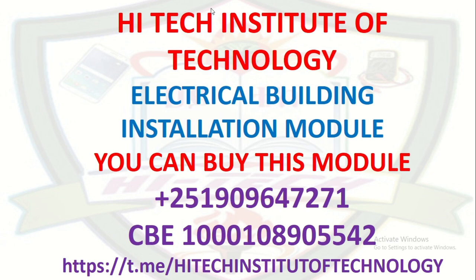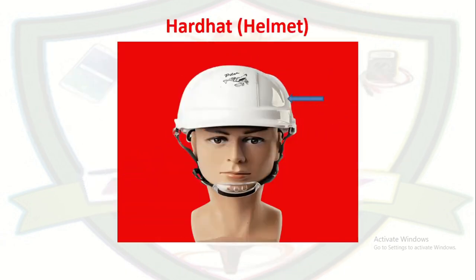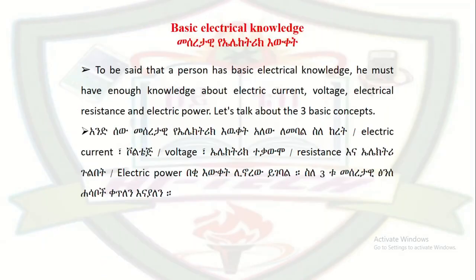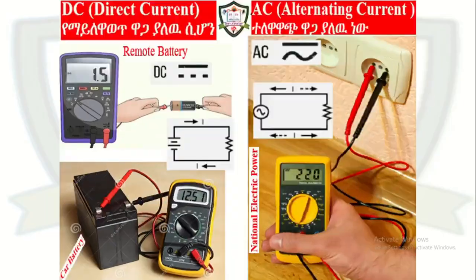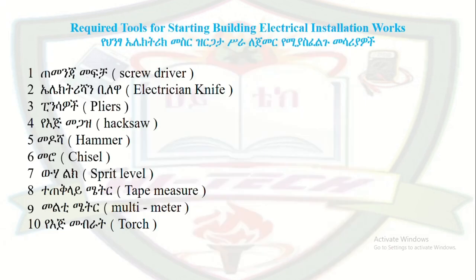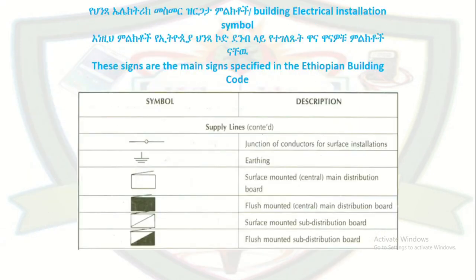So we will continue where we left off. We shall continue from where we stopped previously. Please don't forget that this is a very important module for you. Today we will continue from this. This is the main sign specified in the Ethiopian building code. So this is the symbol of electrical building installation.